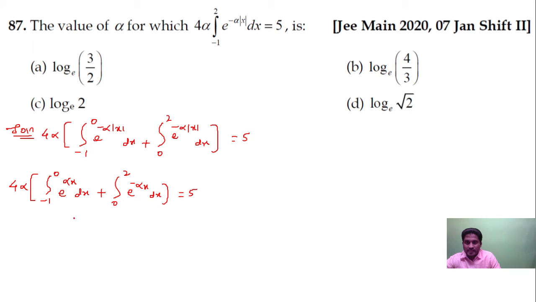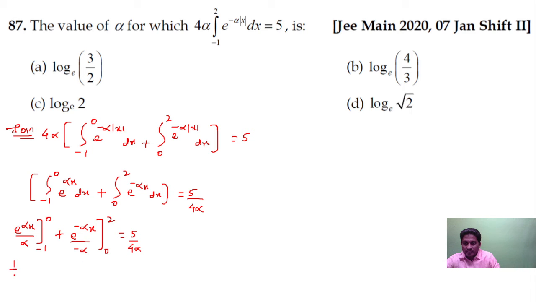Okay, so this 4 by alpha, if you want I can shift here itself. First only we can shift. So if I shift on the right side, this becomes 5 divided by 4 alpha. Integration of e power alpha x is e power alpha x divided by alpha between the limits minus 1 to 0. Again this is equal to e power minus alpha x divided by minus alpha, between the limits 0 to 2, is equal to 5 divided by 4 alpha.